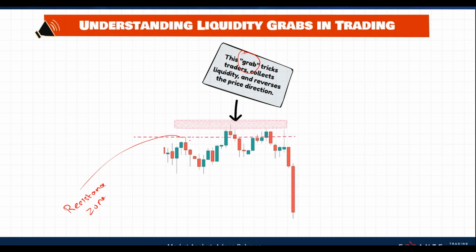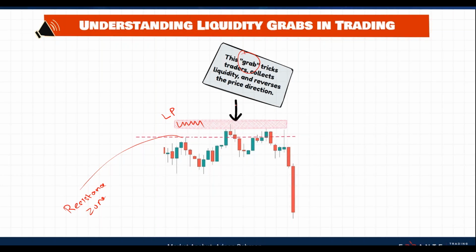Okay, the second thing was that you found this liquidity pool. What is the liquidity pool? It's an area or a price zone that is resting above this resistance area. Just a few pips above, like 10, 20, 30, depending on the particular asset that you are trading. See, liquidity pool over here.